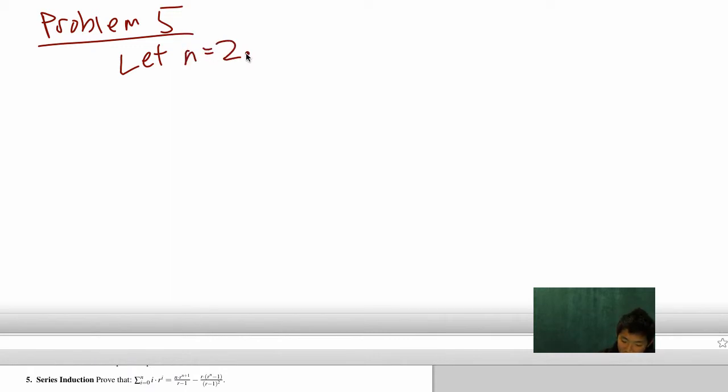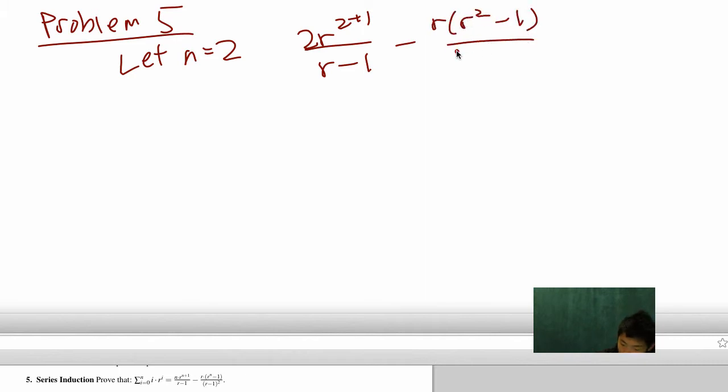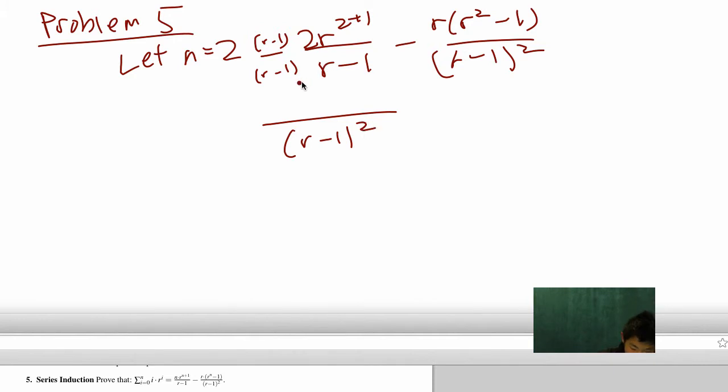So let n equal 2. The right-hand side is easier to start off with because you can simplify it. So we get 2r^2 plus 1 over r minus 1, times (r^2 minus 1) over (r minus 1) squared. Now multiply top and bottom, you know the drill. The hard part is simplifying this really. So you have (r minus 1) squared, and on the top here you have 2r^4 minus 2r^3 minus r^3 plus r.